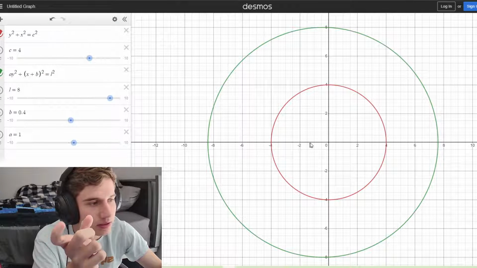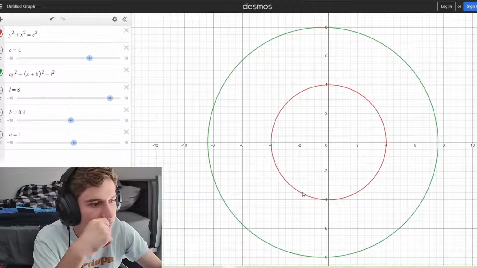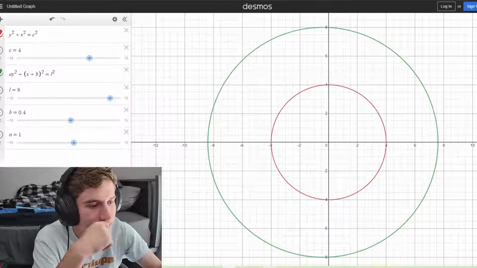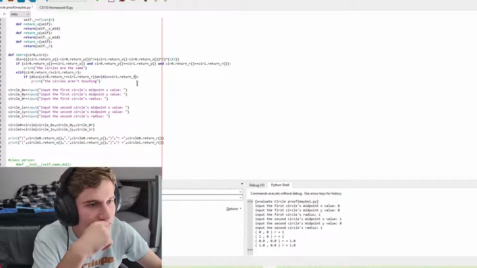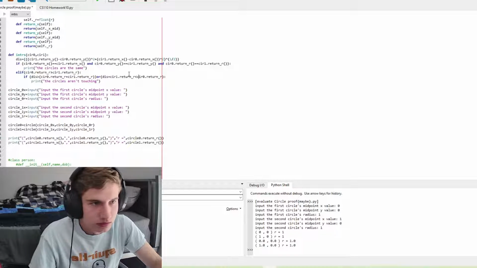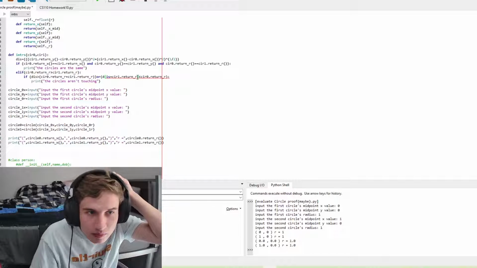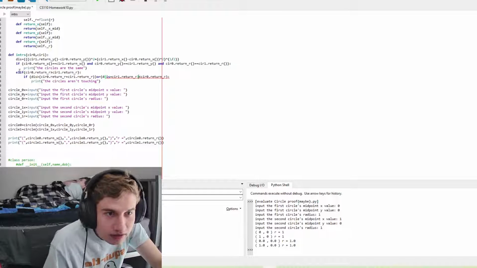so that we would be getting the distance from the two ones plus the radius of the smaller one is less than the radius of the bigger one. Is less than zero, return on. And the circles aren't touching.